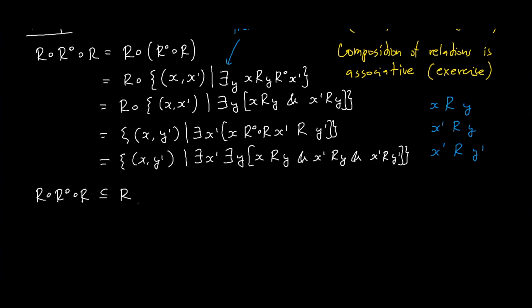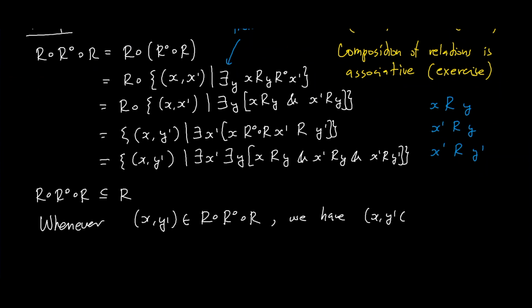So saying that it's a subset of R is the same as saying that whenever (X', Y), (X, Y') is an element of R composed with R op composed with R, we have that the same (X, Y') is an element of R. Right?